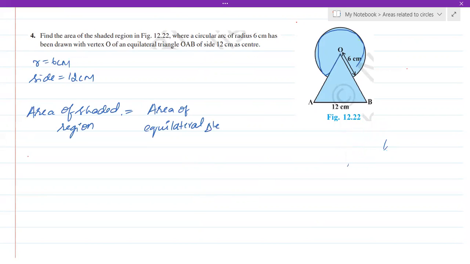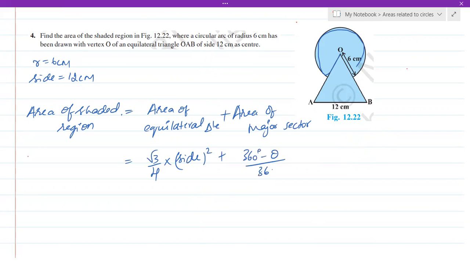Area of the major sector. Okay, using the area of the major sector formula, plus area of major sector. Now what is the area of an equilateral triangle? Root 3 by 4 into side square, plus area of major sector, (360 degrees minus theta) by 360 degrees into pi r square. Now remember the theta is here.